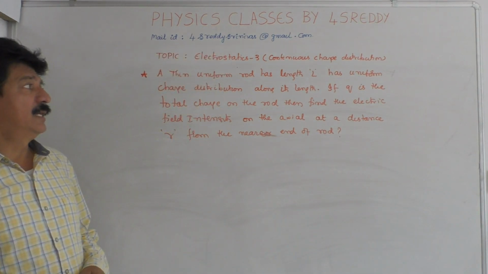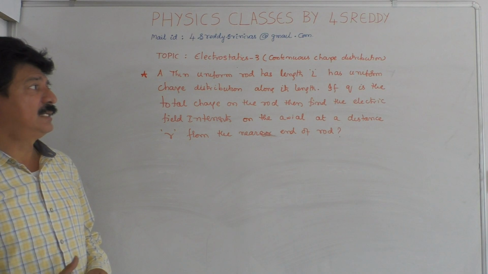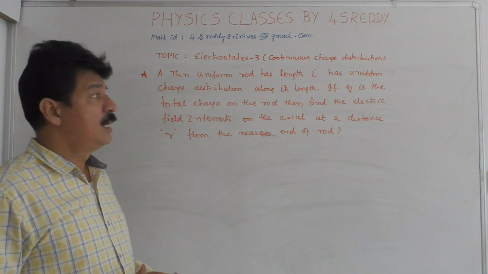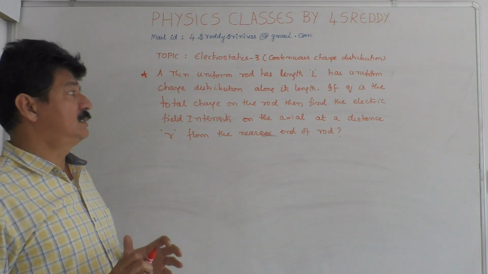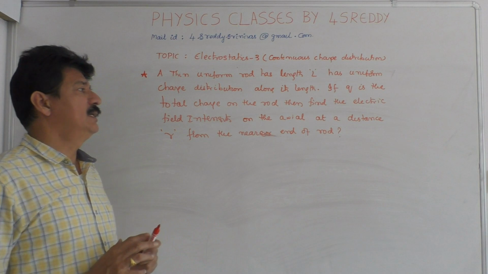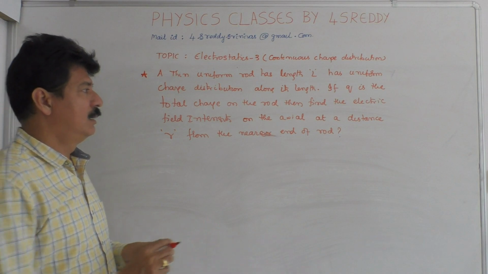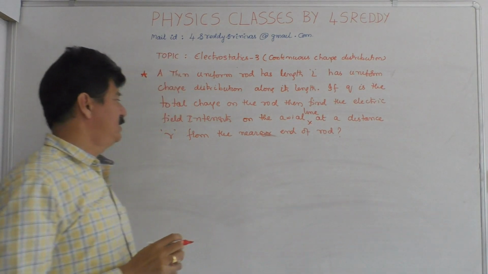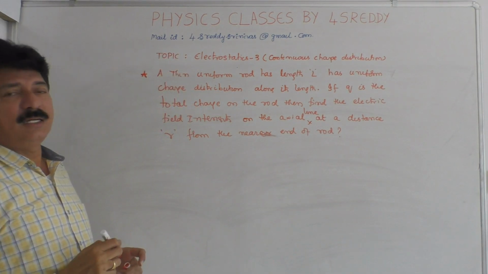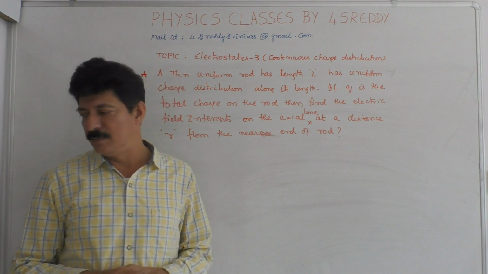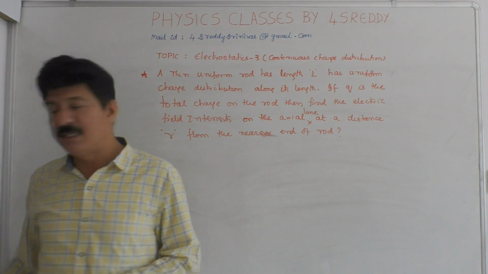So this is another one. A thin uniform rod has length capital L, has uniform charge distribution along its length. If Q is the total charge on the rod, then find the electric field intensity on the axial line at a distance r from the nearer end of the rod. Then how to calculate this?